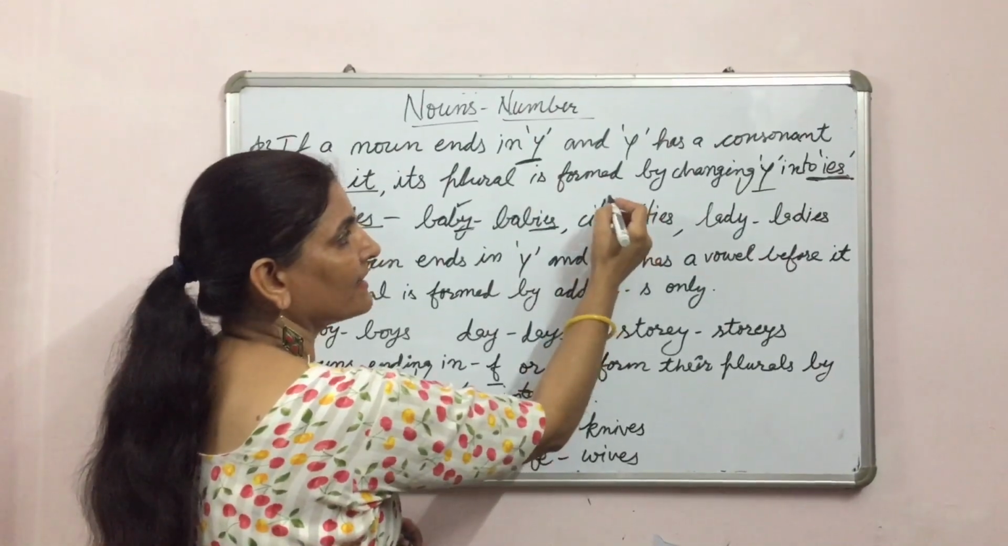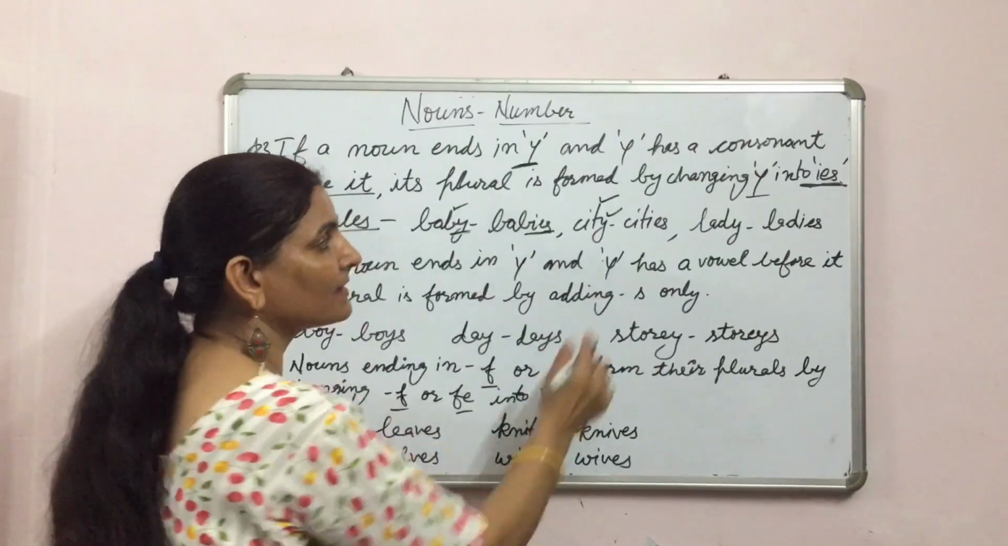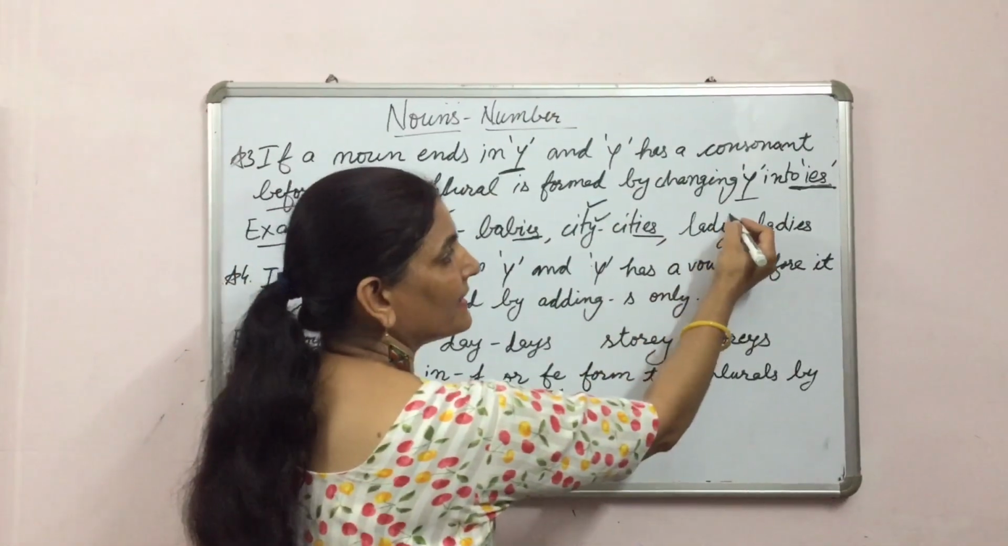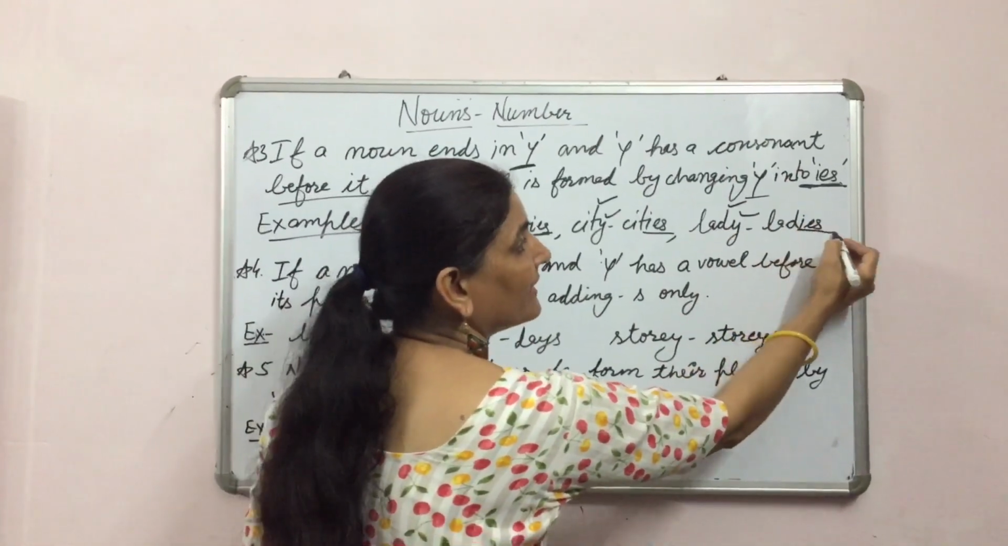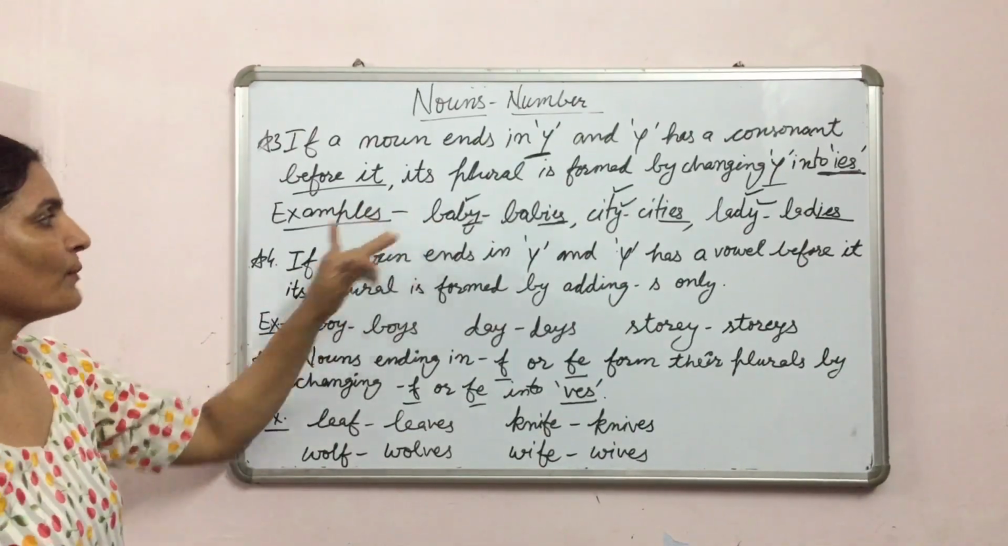City, y is there at the end of the noun and t is a consonant. So we have put ies here. Lady, d is a consonant and there is y, so ladies. These are the plural forms.